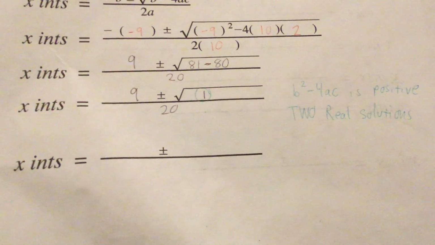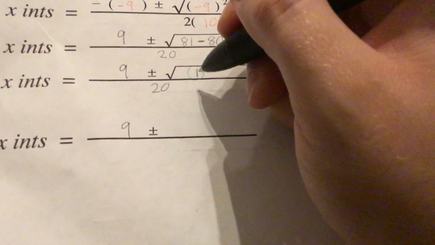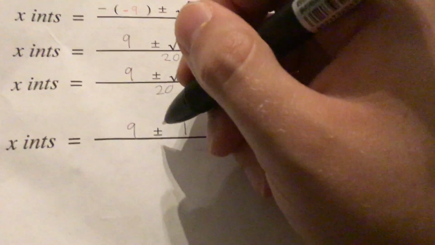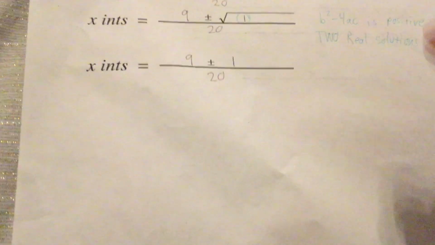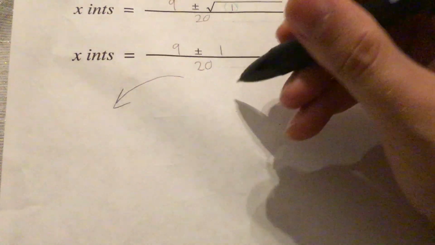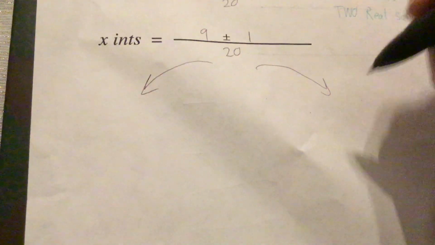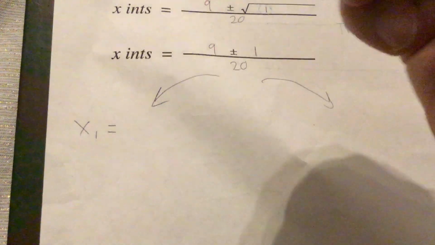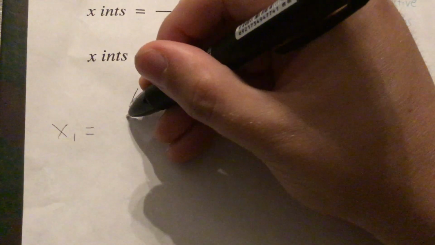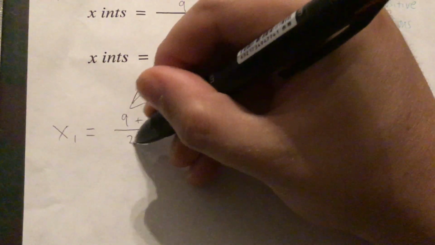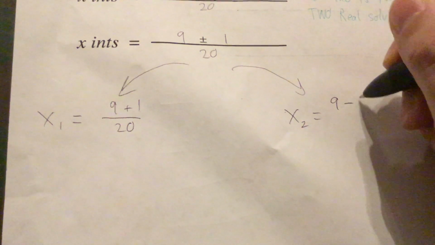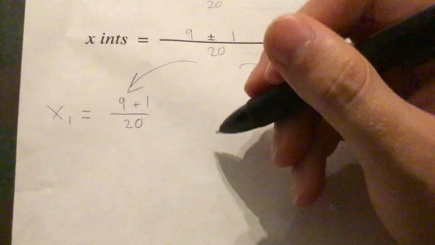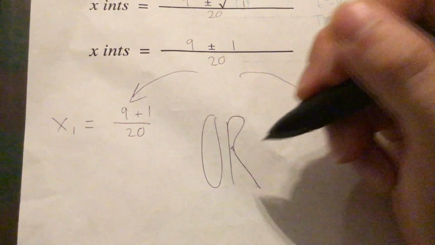Okay, so now let's just figure out what the square root of 1 is. So I've got 9 plus or minus the square root of 1. Well, the square root of 1 is 1, all that over 20. Okay, so now let's do the x1 and the x2. So x1 is equal to 9 plus 1 over 20, and the other one, x2, is 9 minus 1 over 20. So that's where the 2 solutions will come in.